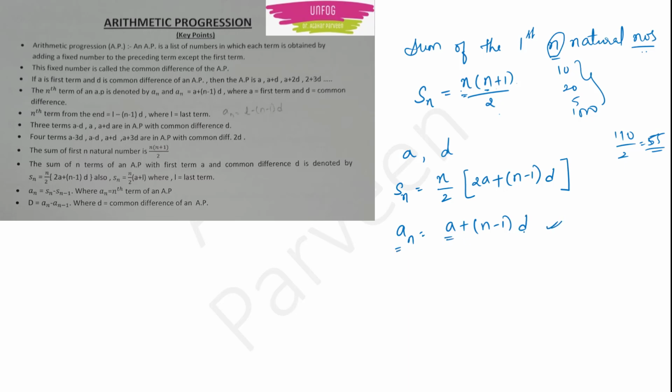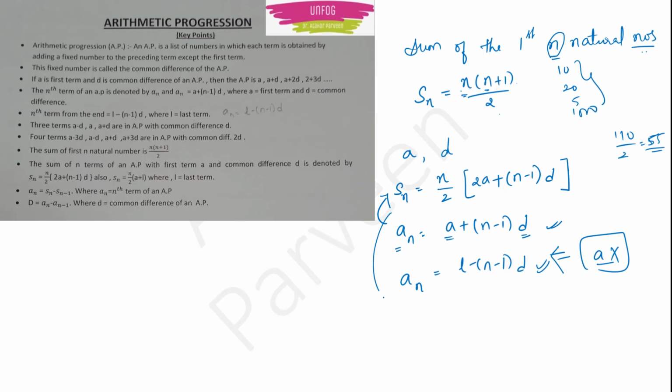If you have the same details in the question, then you can use Sn equal to n by 2 into 2a plus n minus 1 into d to find the sum of n terms. Okay. We have another formula like that. We found this, no, an is equal to L minus n minus 1 into d. We use this formula if we don't have a, right? If we don't have a in the question, we use this formula.